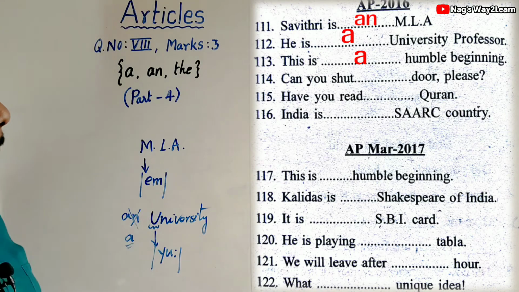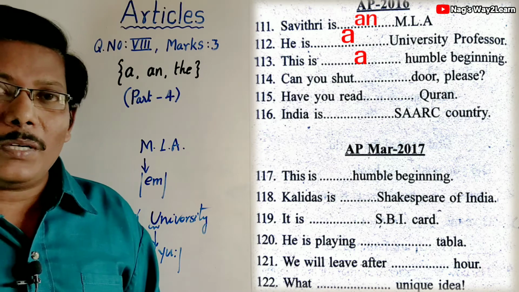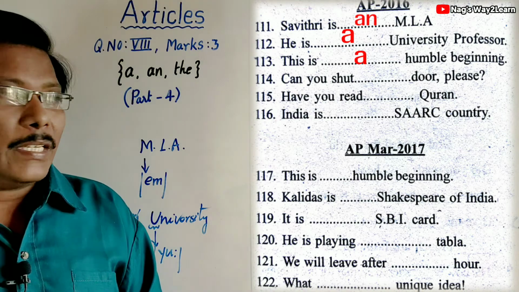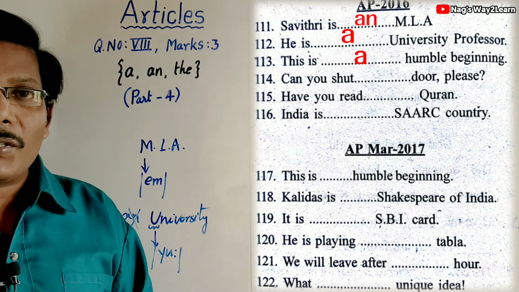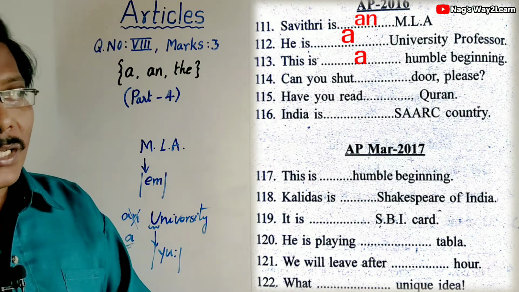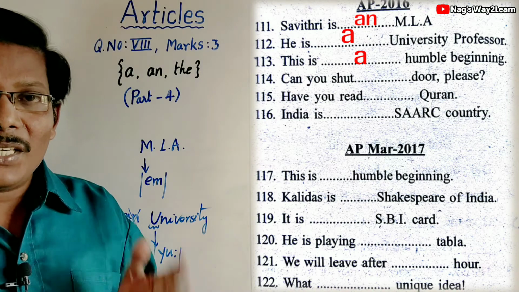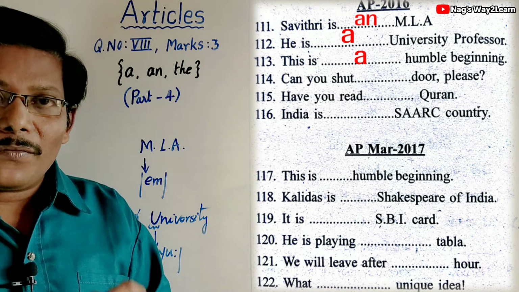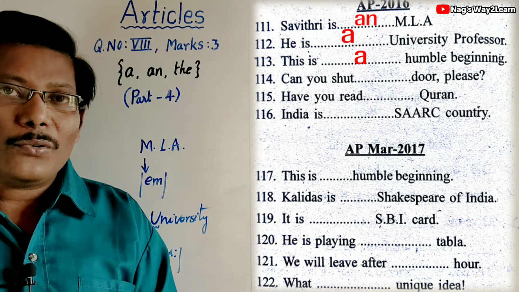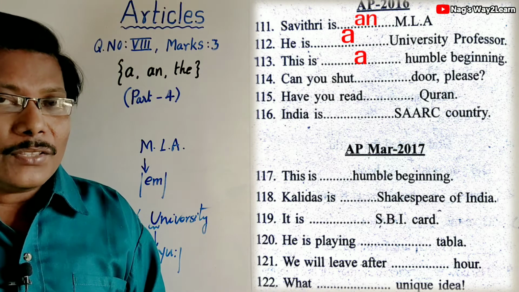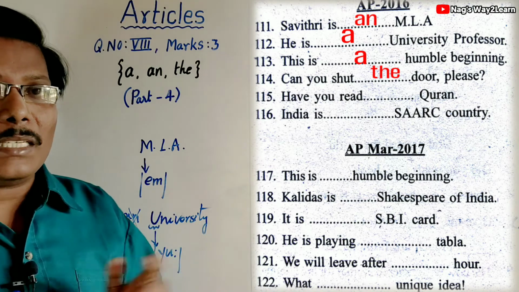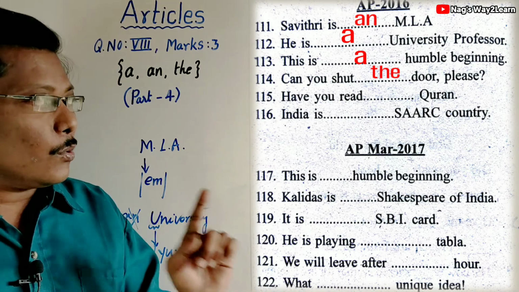The next one is, can you shut dash door please? So here we are asking the other person to shut a particular door, but not any door randomly. We are talking about a particular door. So in the previous video, I have told you that whenever we are talking about a thing in a particular sense, then we have to use the definite article, the. So here the answer is, can you shut the door please?